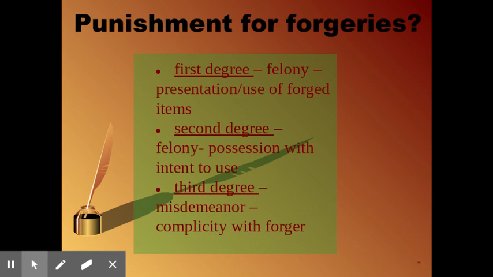What are the punishments? So first degree felony: presentation or use of forged items. Then there's second degree felony: possession with intent to use. And then third degree misdemeanor: complicity with forgery, or forger complicity.